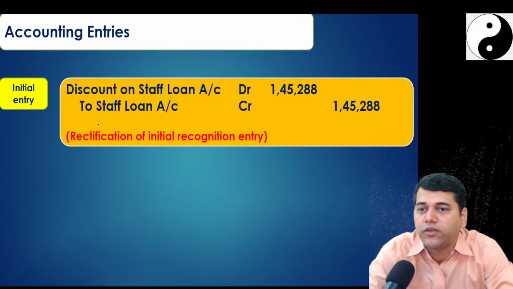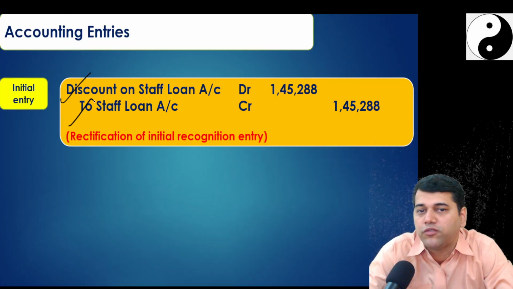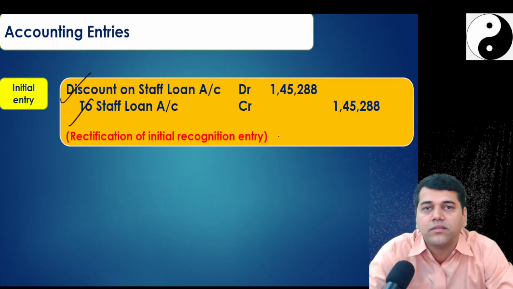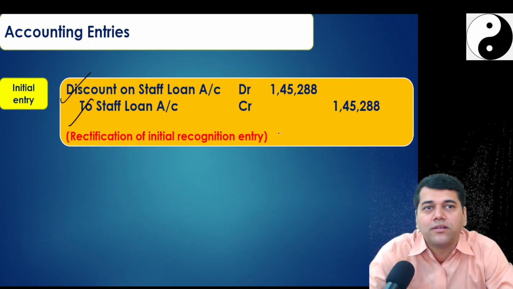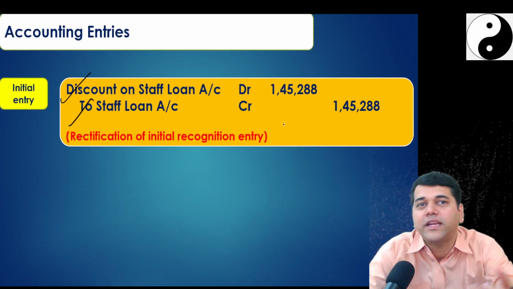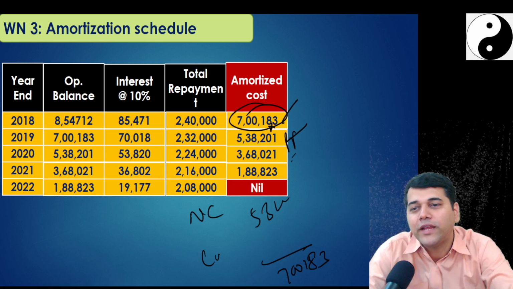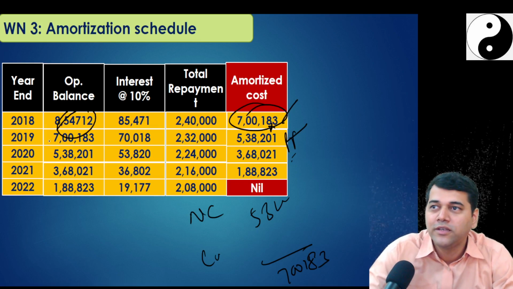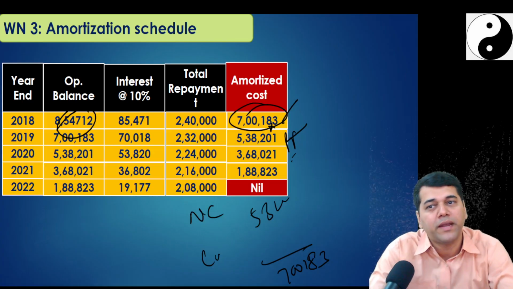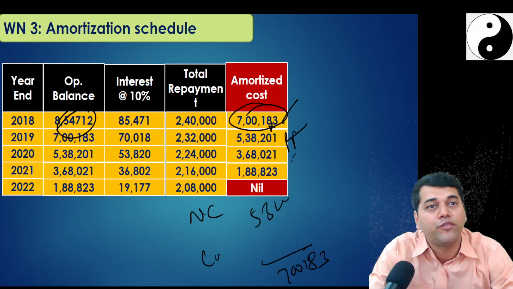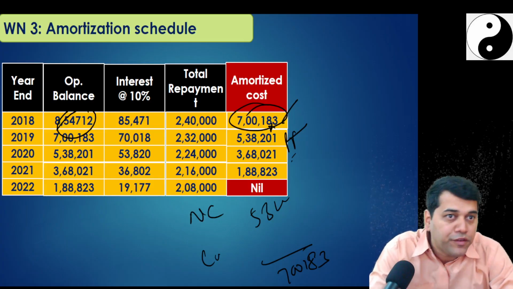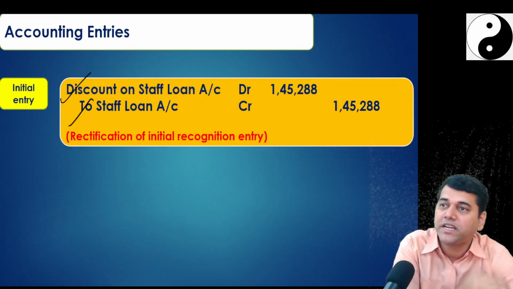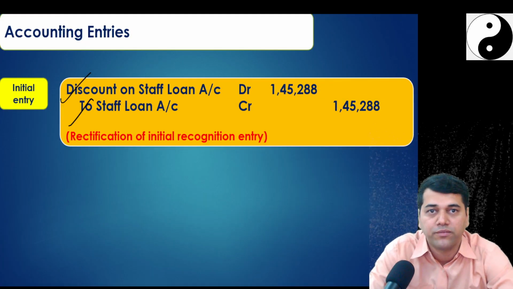Did you pass this accounting entry, discount on staff loan to staff loan? But that means from where you will get the balance in the loan account. How did you get on earth 8,54,000? This should have been 10 lakh, no, as per you. If you don't pass the rectification entry, then how can you prepare an amortization schedule with 8,54,000? So 8,54,000 you are going to get because he has made a mistake there. So first you correct the mistake by crediting the loan account with the 1,45,000.